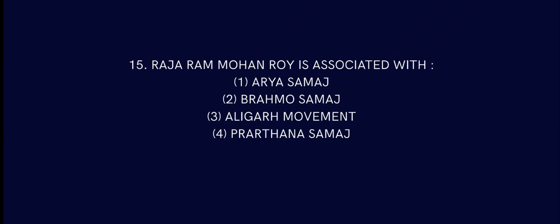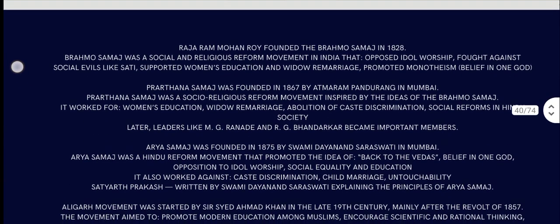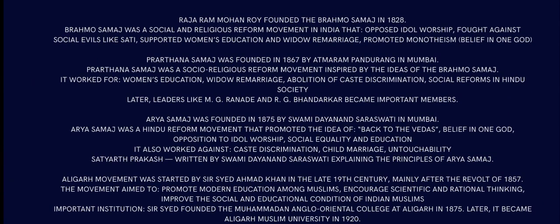So question number 15. Raja Ram Mohan Roy is associated with Arya Samaj, Brahma Samaj, Aligarh movement or Prarthana Samaj? Raja Ram Mohan Roy was associated with Brahma Samaj. Yes, we all know that. So let's talk a little more about that. Raja Ram Mohan Roy founded the Brahma Samaj in 1828. Brahma Samaj was a social and religious reform movement in India that opposed idol worship, fought against social evils like sati, that is burning of a wife after the passing of the husband, supported women's education and widow remarriage, and promoted monotheism, that is believing in one God.